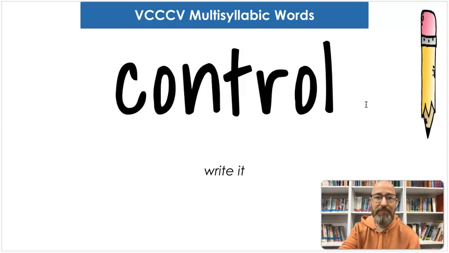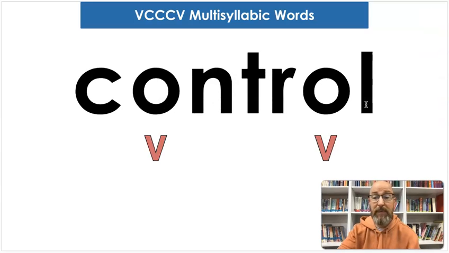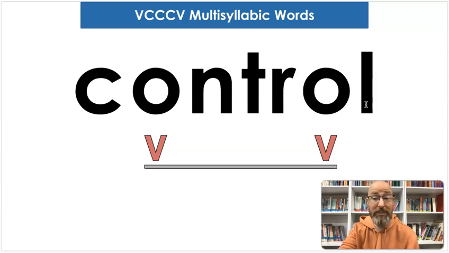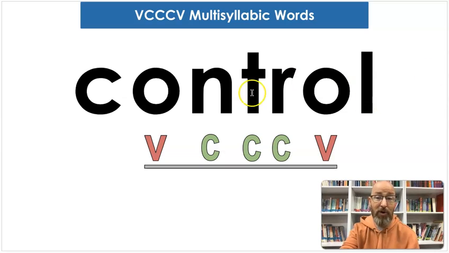C-O-N-T-R-O-L. Label your vowels. Draw your bridge. Label the consonants. And if you're like me, you already see that blend. And we know we don't separate blends. So that space is probably correct. Draw your line to separate it.